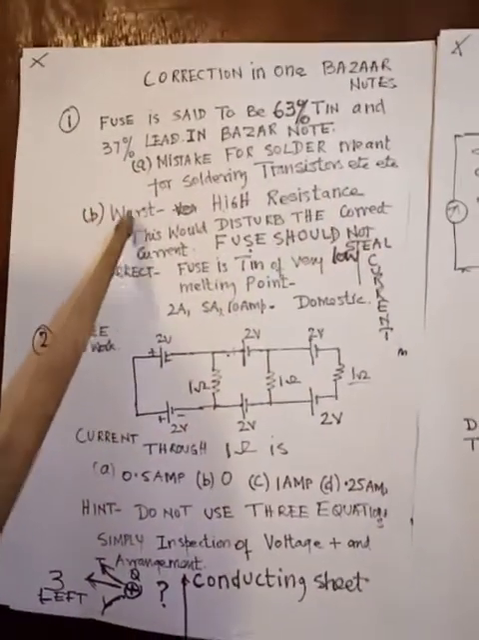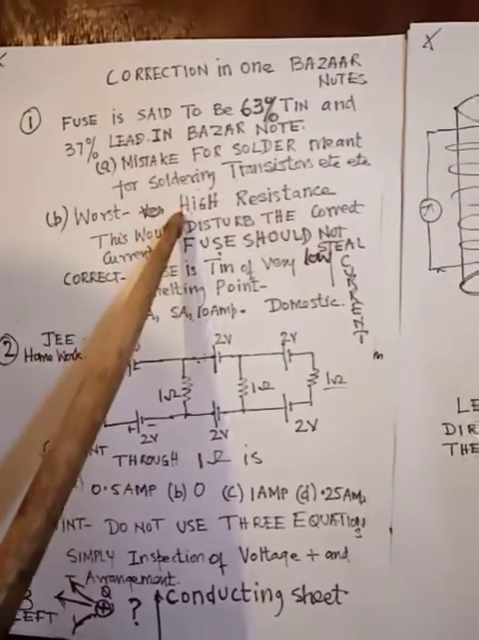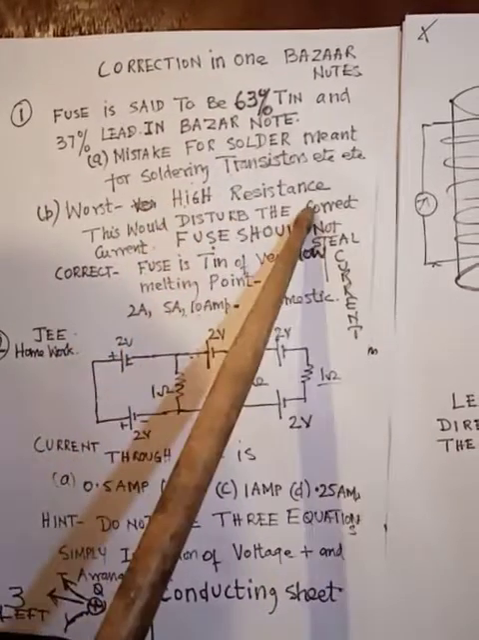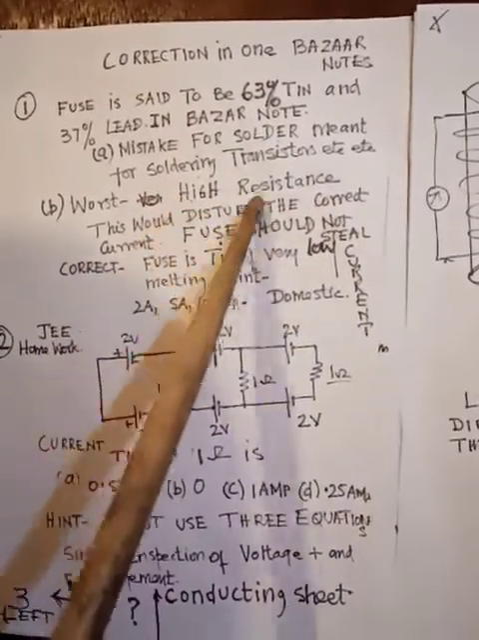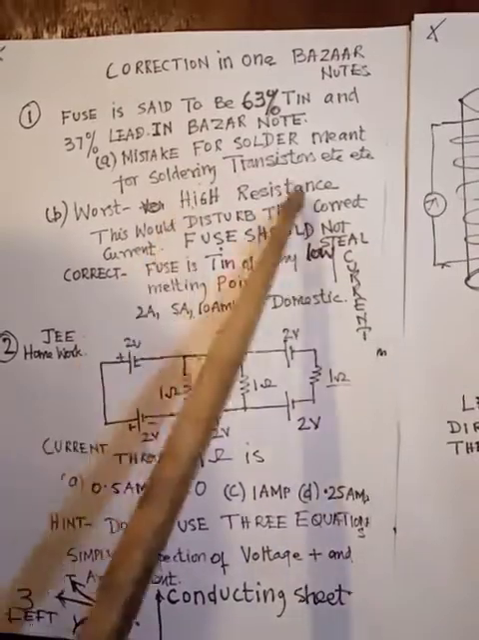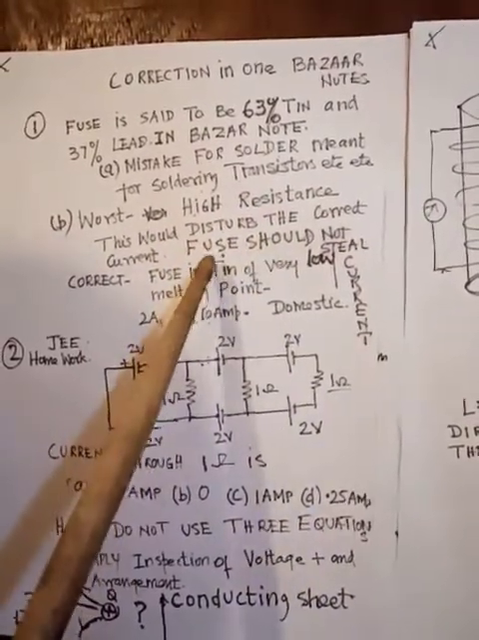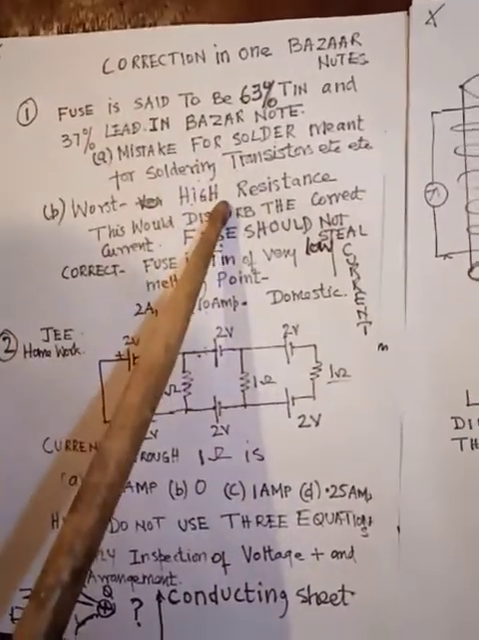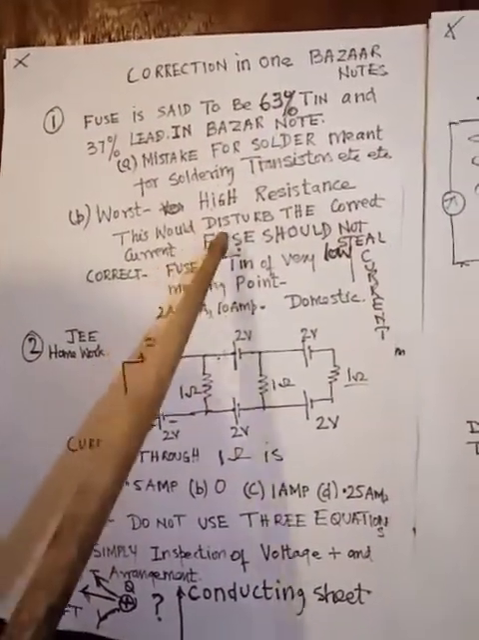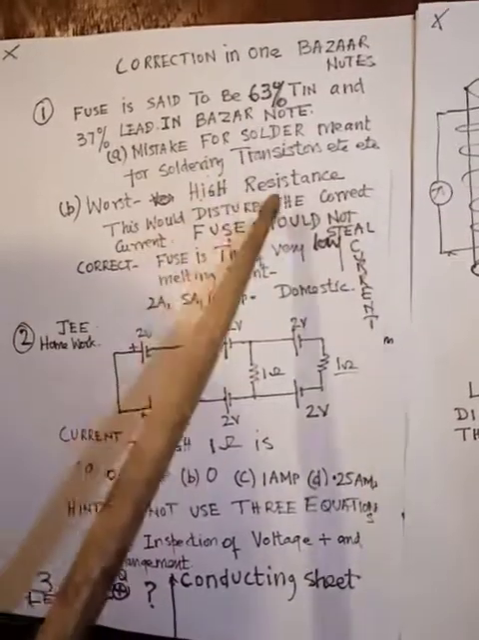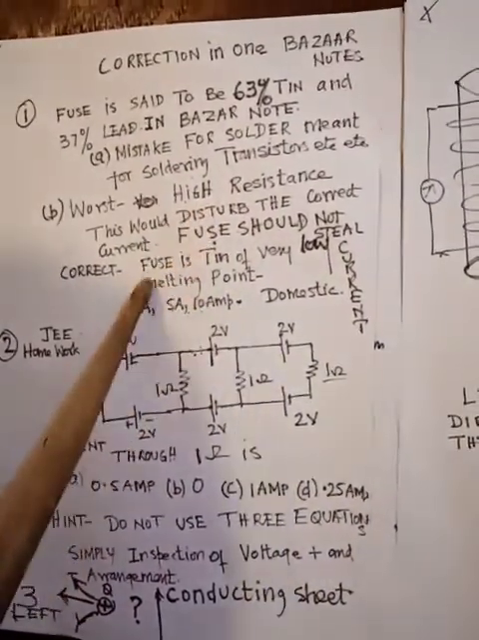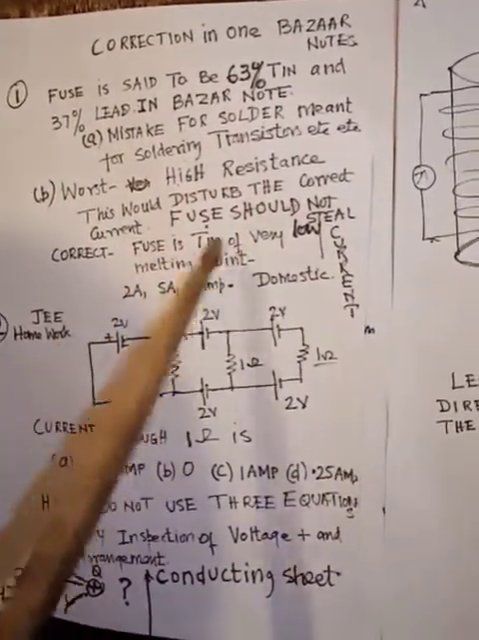And another silly mistake, see, he said the fuse is high resistant. How can a fuse have high resistance? It will distort the current in the circuit. It should be zero resistance, very low melting point. And the fuse is made of tin. Remember that? It is tin, very thin tin.